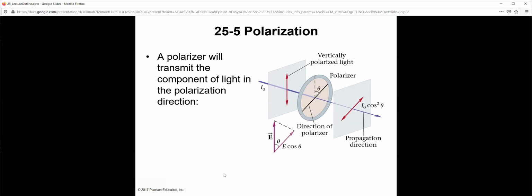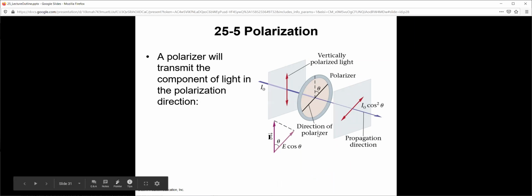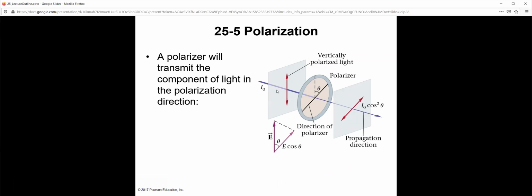In essence, this is a way to take light that is polarized in many different aspects and turn it into light that is polarized in a way we want. Here we have a polarizer. This is a lens, essentially. And what it allows you to do is light will enter it in whatever field it wants, but light will only exit along the direction of the polarizer, along this black line here. As you can see, the propagation direction shown after the polarizer is the same direction as the polarizer itself.